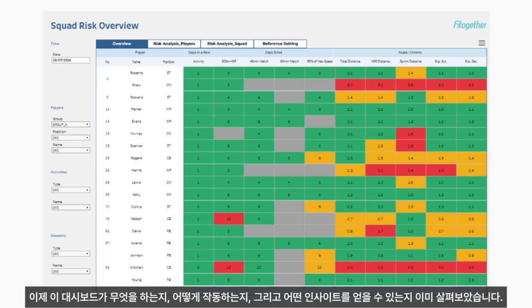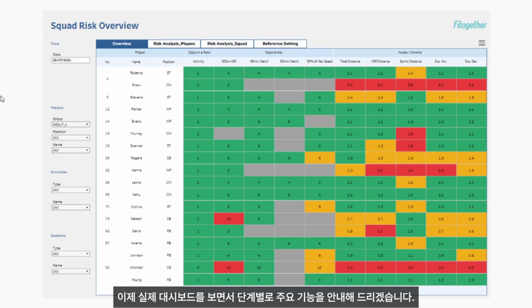Right, so we've already covered what this dashboard does, how it works, and what kind of insights you can get from it. Now let's go and take a look at the dashboard itself. I'll take you on a walkthrough, going through all of the key points step by step.